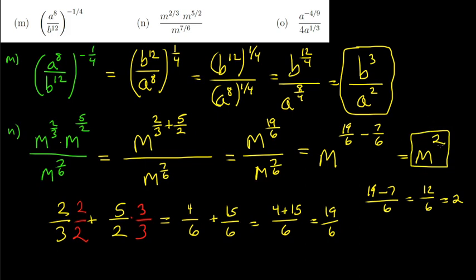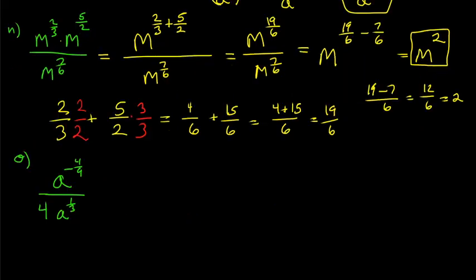All right, and finally part O, we have a to the negative 4 over 9 all over 4a to the 1/3. Okay, so there's not much going on here. It's just the same rule of exponents. We're just going to subtract these two exponents here, right? The 4 in the denominator can just stay there, right?